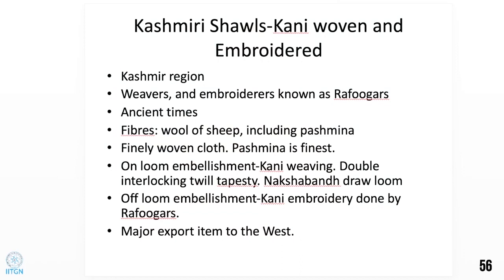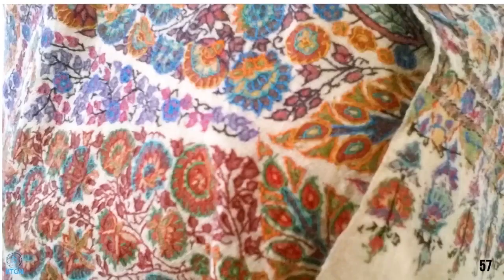Yesterday I showed you. So it was woven in multiple strips and interlocking twill tapestry with nakshabandha, draw loom, double interlocking twill tapestry. Off-loom embellishment was kani embroidery done by rafugars. It is a major export item to the West, and today too it is most coveted. This is a kani embroidered pashmina shawl. This was in an exhibition recently, and that is why I was able to photograph it.